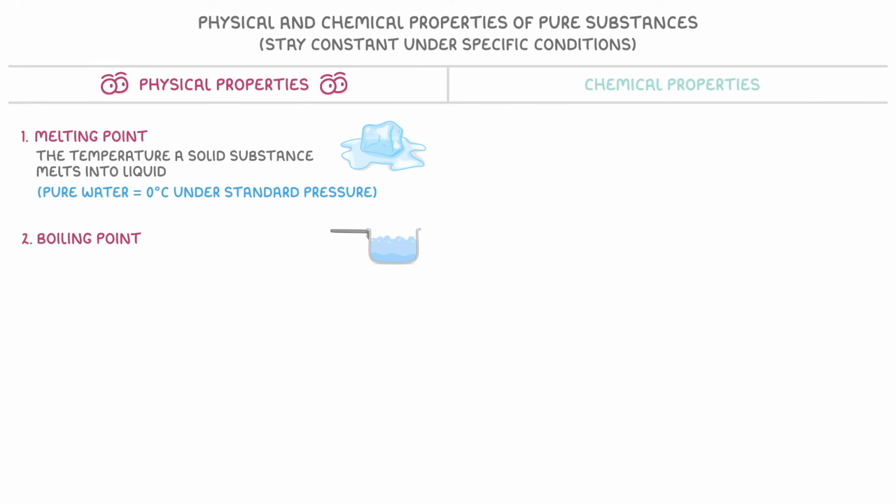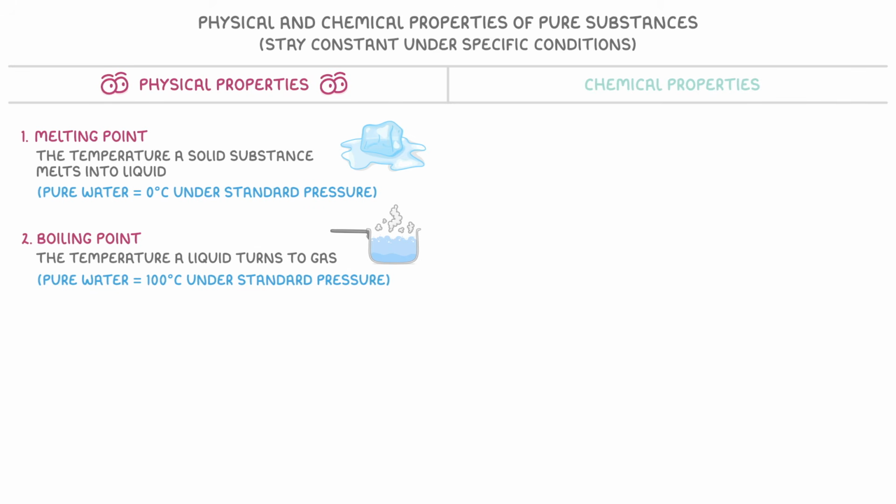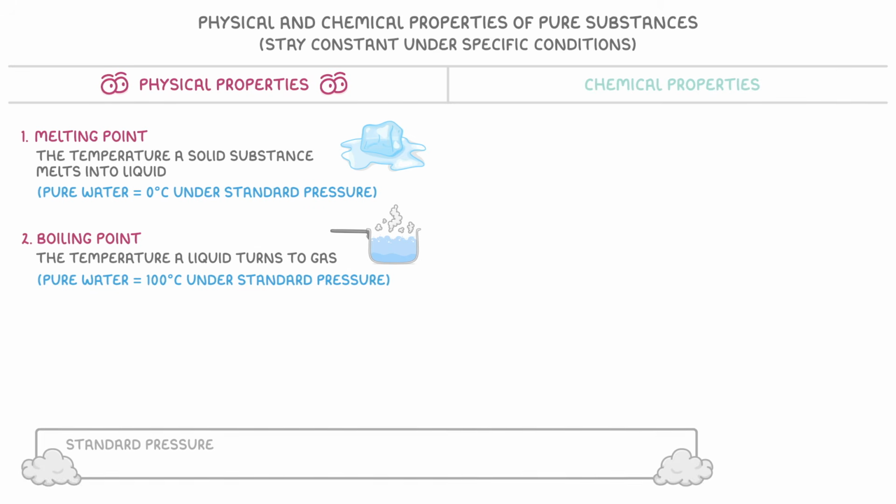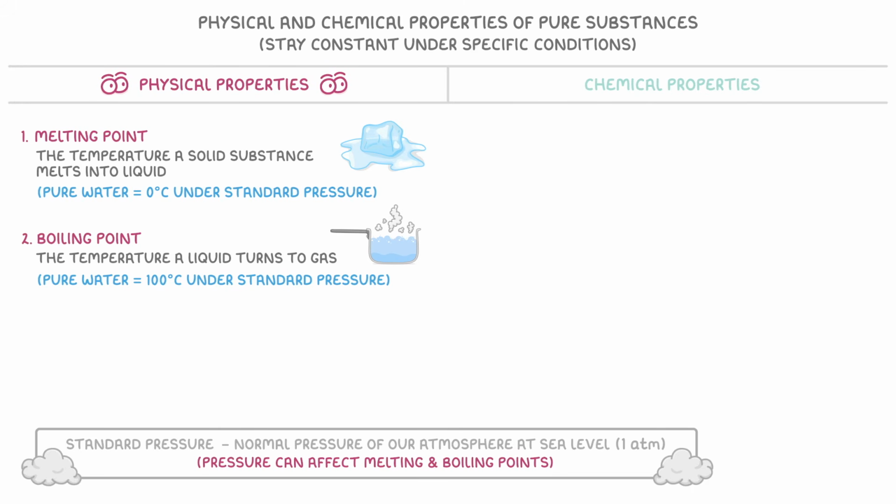Similarly, the boiling point, which is the temperature at which a liquid turns to gas, is also consistent for pure substances. For instance, water boils at 100 degrees Celsius under standard pressure. And when we say standard pressure, we just mean the normal pressure of our atmosphere at sea level, which we describe as being 1 atmosphere pressure. This is important because pressure can affect melting and boiling points. And this is why water might not boil at exactly 100 degrees Celsius if you're high up in the mountains where the air pressure is lower.